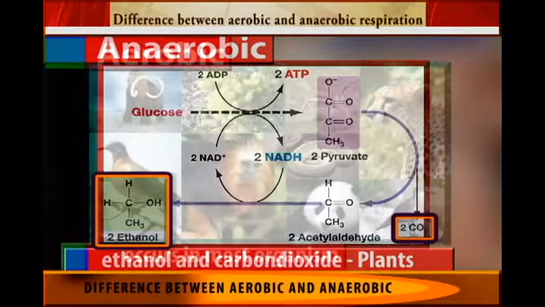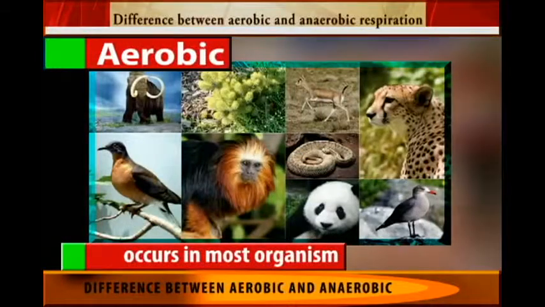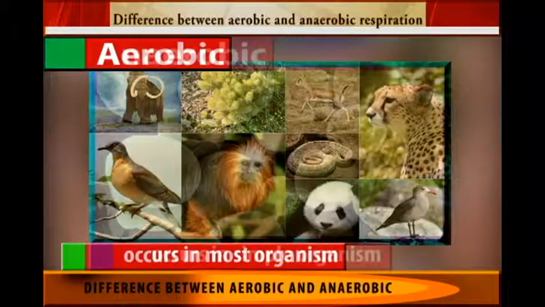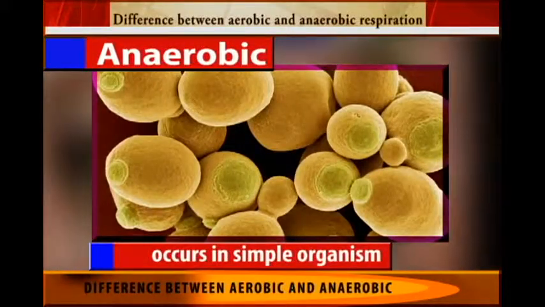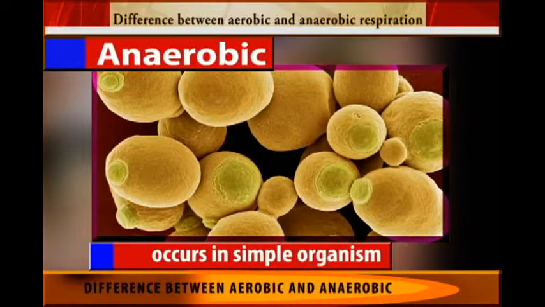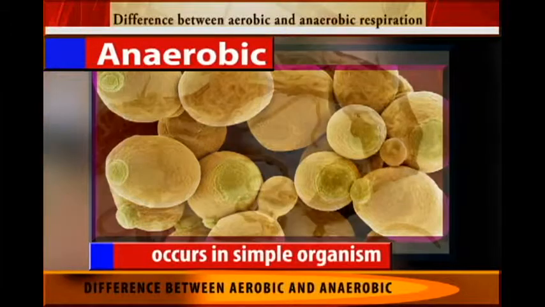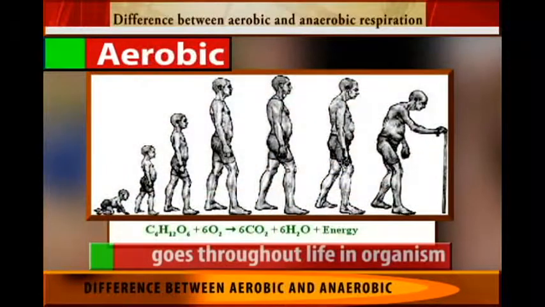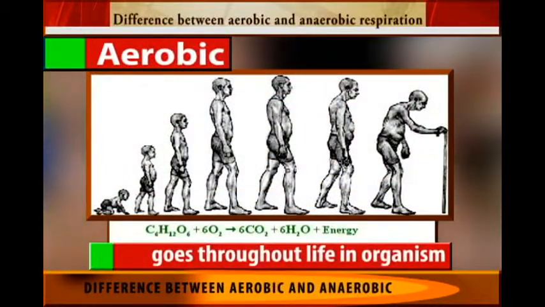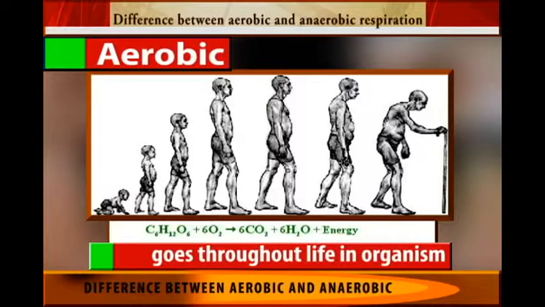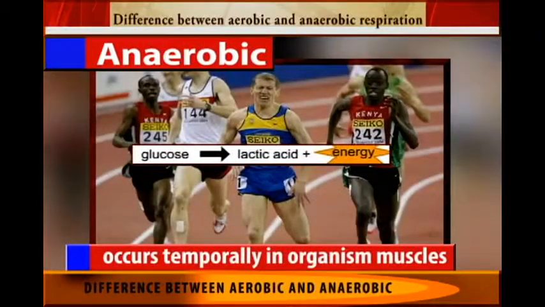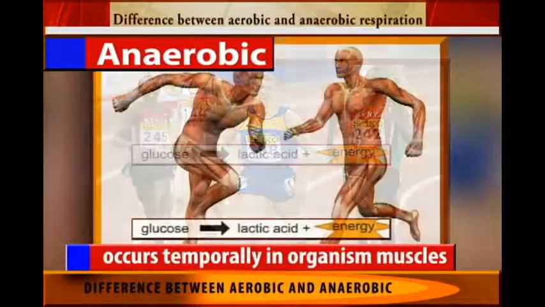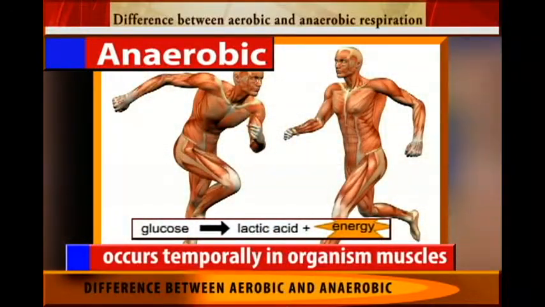We have seen that aerobic respiration occurs in most organisms, and anaerobic respiration takes place in simple organisms like yeast and internal parasites. And we have also seen that aerobic respiration occurs throughout the lifetime of higher organisms, whereas anaerobic respiration occurs just temporarily and is very active in muscles in higher organisms.